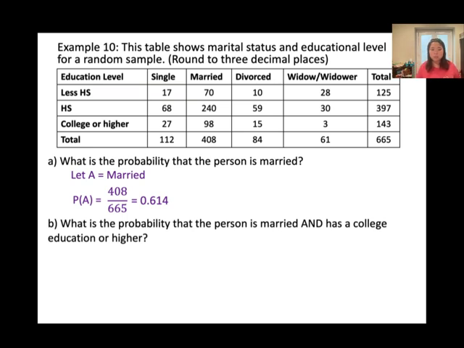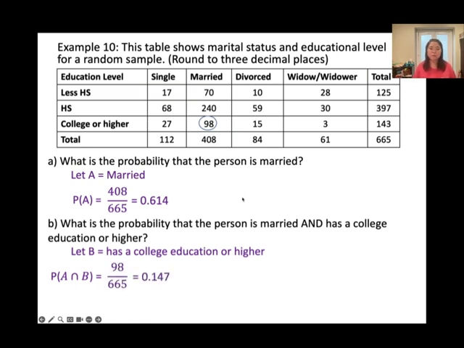Okay, B. What is the probability that the person is married and has a college education or higher? Like here, right? So let B be has a college education or higher. And then we're looking for the probability of A and B. Okay, A is married already. So A and B equal to 98 over 665. You should get 0.147.